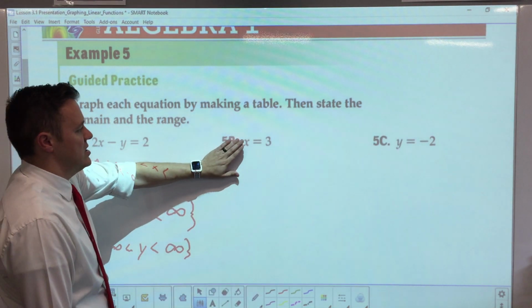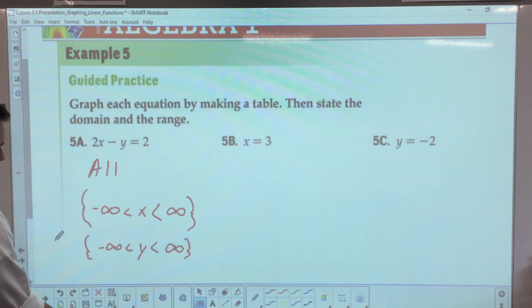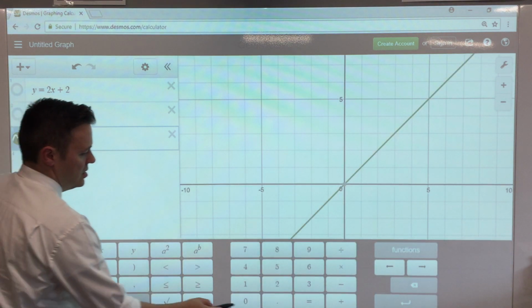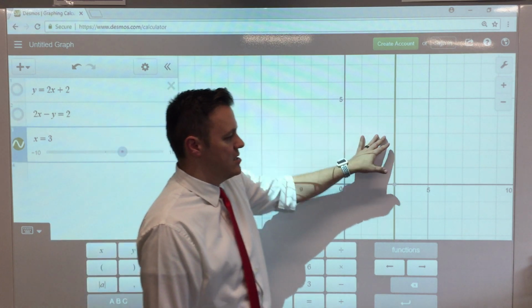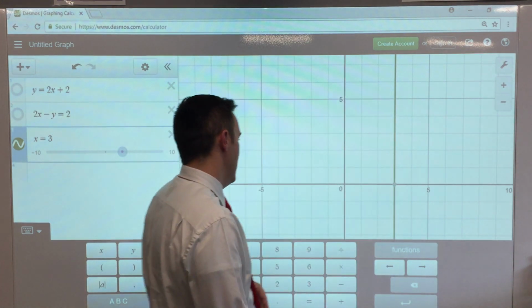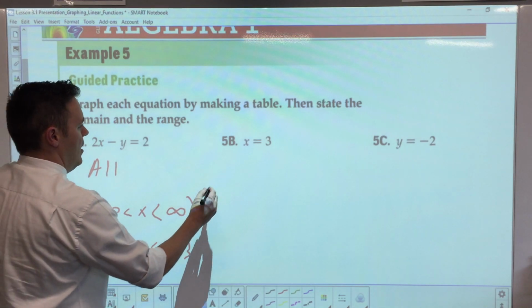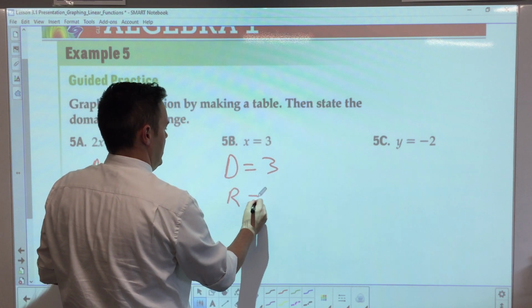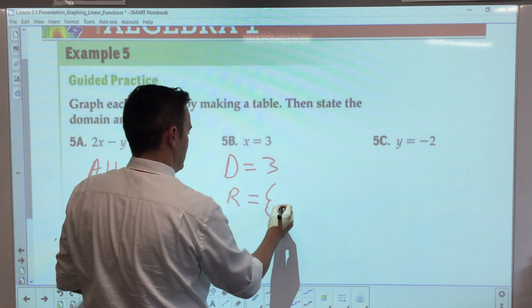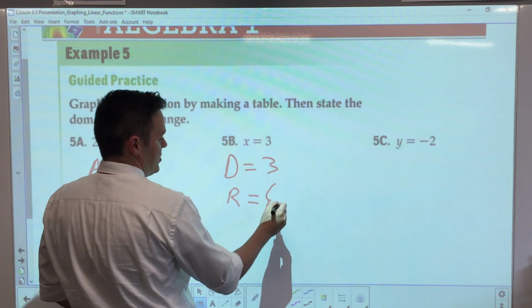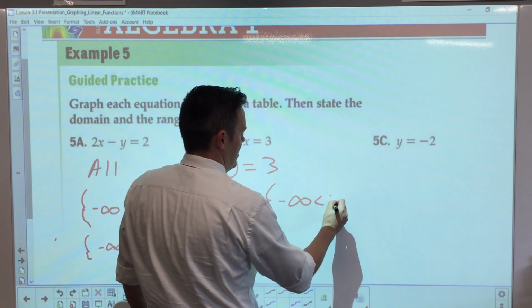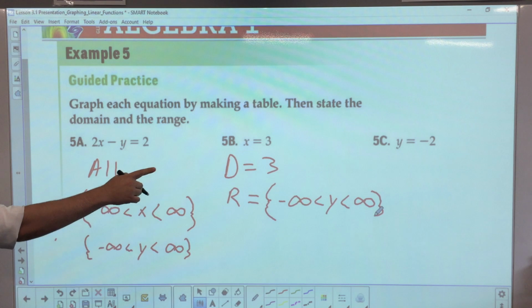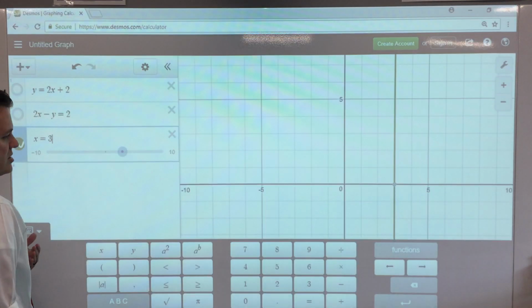Now, the next one, domain and range on this one, x equals 3. If you struggle with what this represents, ladies and gentlemen, use Desmos, simple enough. X equals 3, what is that? That is a vertical line. So on this particular one, the domain for this function is 3, but the range is all real numbers. Negative infinity, y, to infinity. Okay, got it?